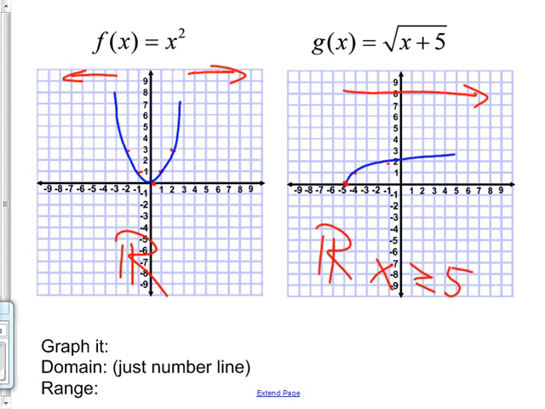All right. What happens when I put these two functions together? Do you have any idea? I mean, is it going to look more like a parabola, or is it going to look more like a square root, or is it going to be some weird Frankenstein of the two? Well, let's find out. Grab your graphing calculator. Take the one function, x squared, and then add the other function, x squared plus square root of x plus 5.